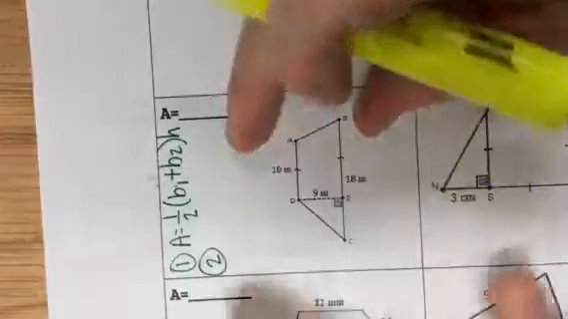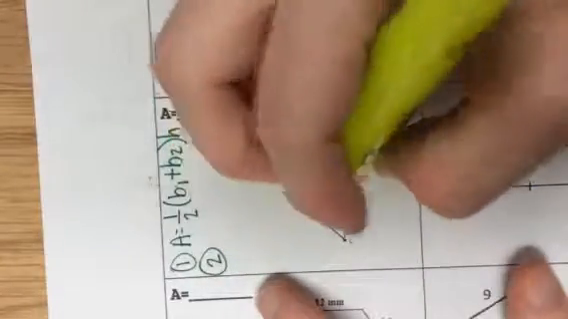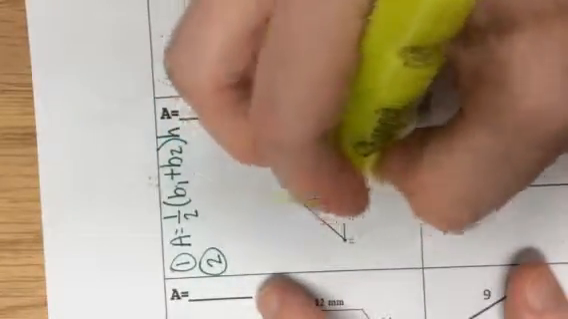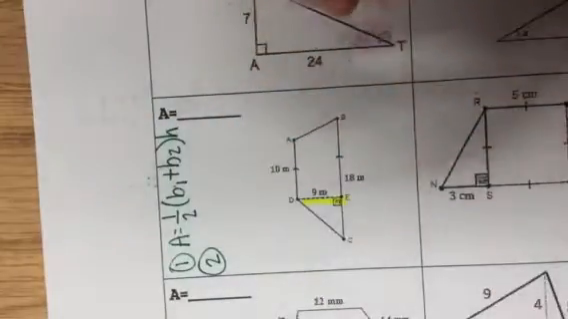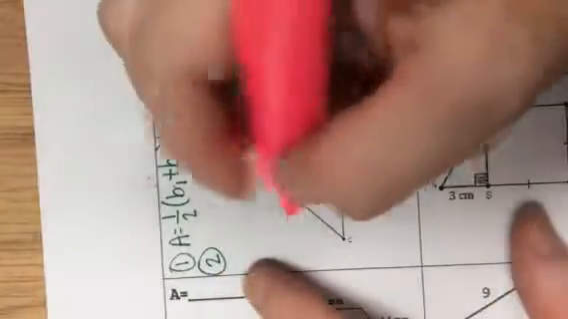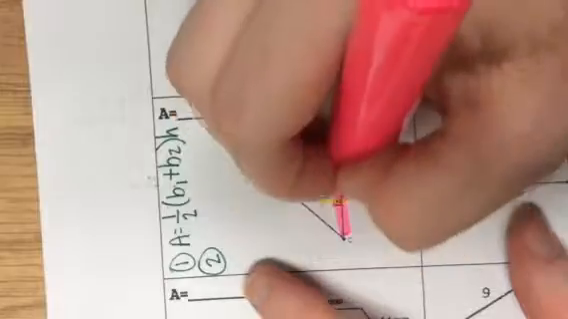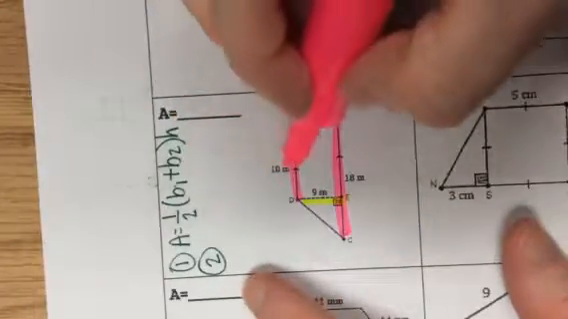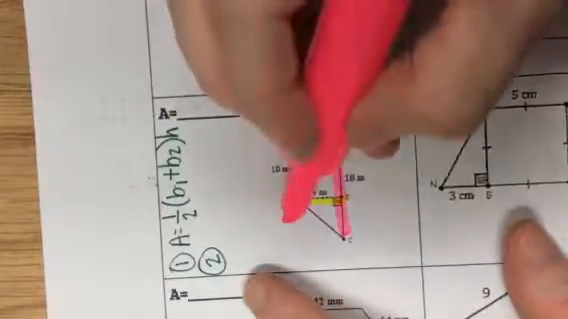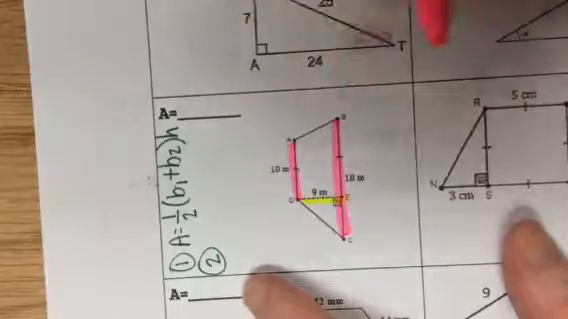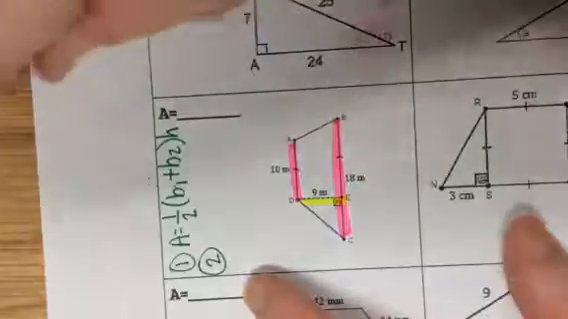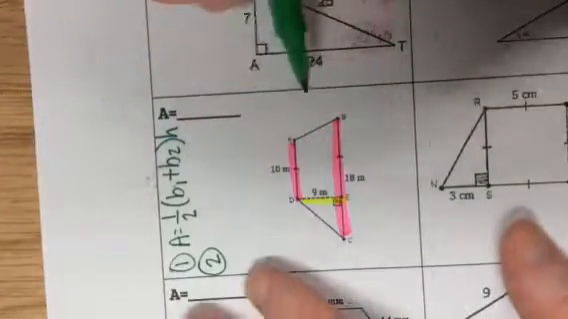I'm going to highlight my height, which goes perpendicular to my base. That would be 9. And then my top and bottom bases are 10 and 18. Those little arrows right there on the lines, that's showing you the direction the lines are shooting, and they're both going parallel to one another. They will never crash into each other. That's all that means.